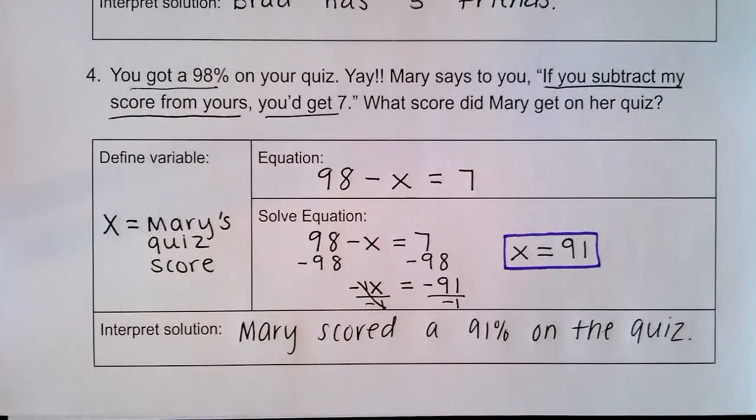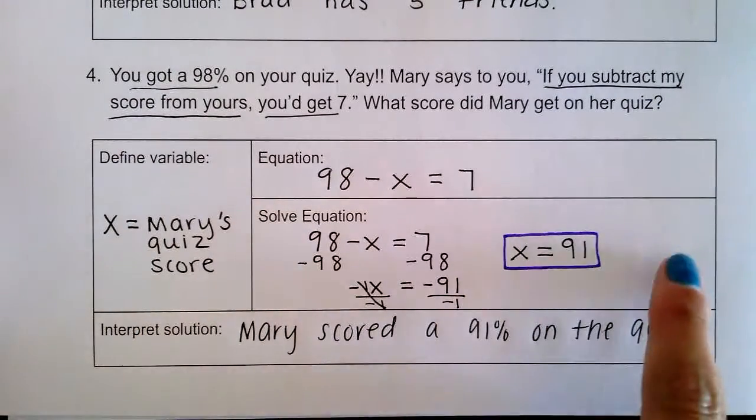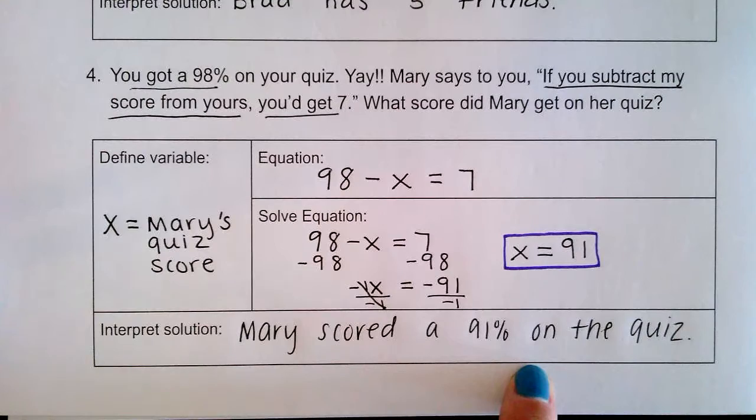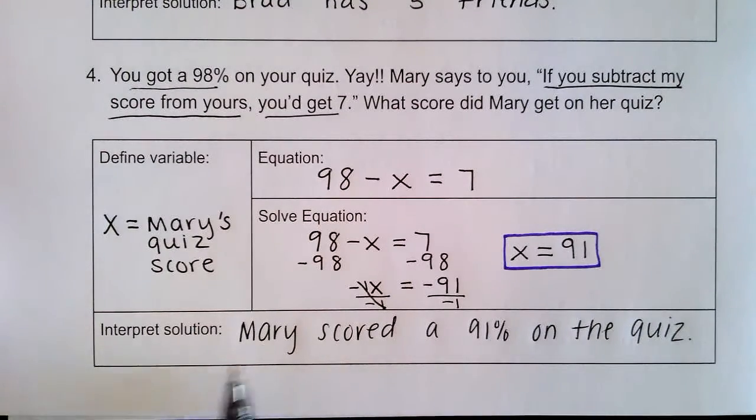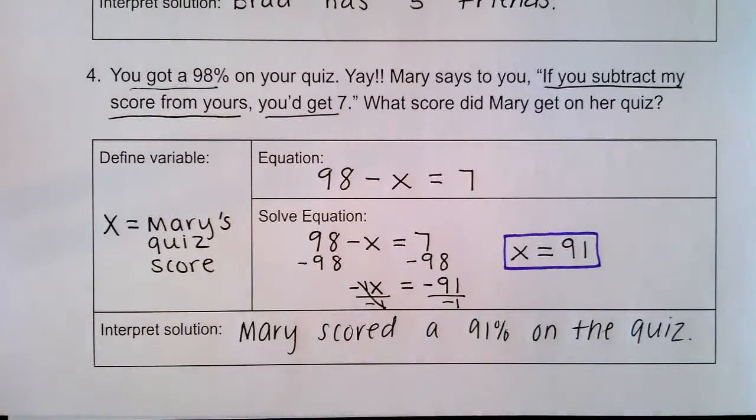So remember, it's important to follow all 4 steps for our word problems here. We defined our variable, we wrote our equation, we solved it, and we had to write a sentence that answered the question. So if you're always confused on what the answer is or what you're defining your variable, look back at that last sentence. It's normally where you're going to find your question.